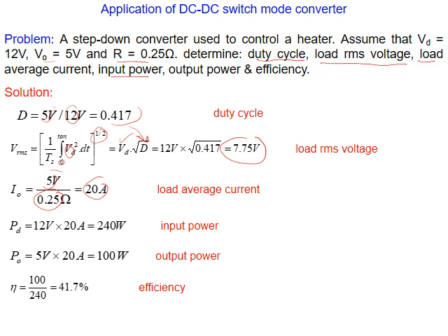Input power. Input power is V input, V delivered, VD, times ID. Both of them are given in the question. We can calculate it. By the way, I assume that the input and output currents are the same because the circuit is lossless. Now output power, we have the output voltage given in the question. Output current was calculated already here. We can find it. If we divide output over input, it gives me the efficiency.